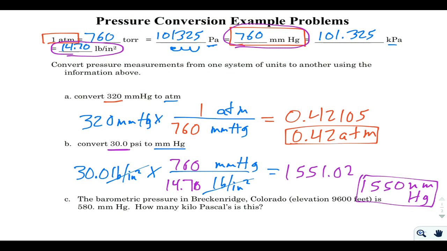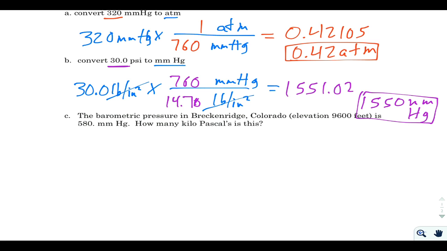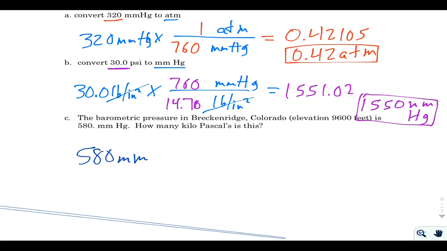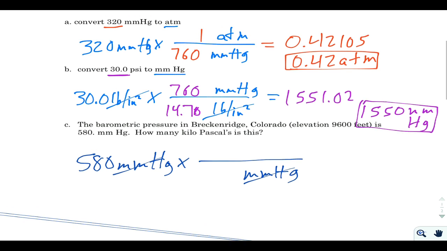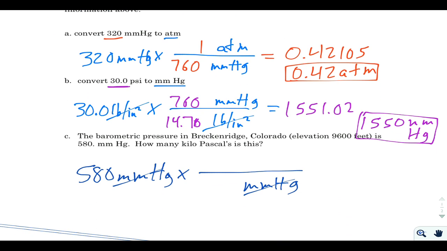So moving on to our last one, part C. The barometric pressure at Breckenridge, Colorado, elevation 9,600 feet, is 580 millimeters of mercury. Again, we want millimeters of mercury to cancel, so that's going to be on the bottom, so these units are going to cancel. And looking back again, it's still 760. So we put 760 on the bottom.